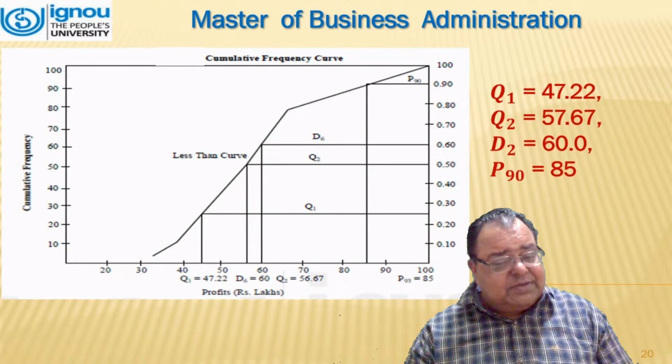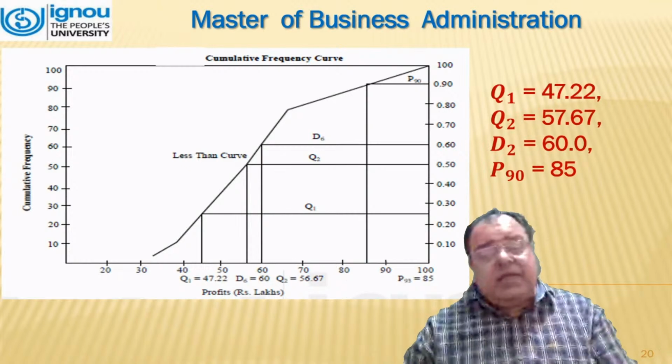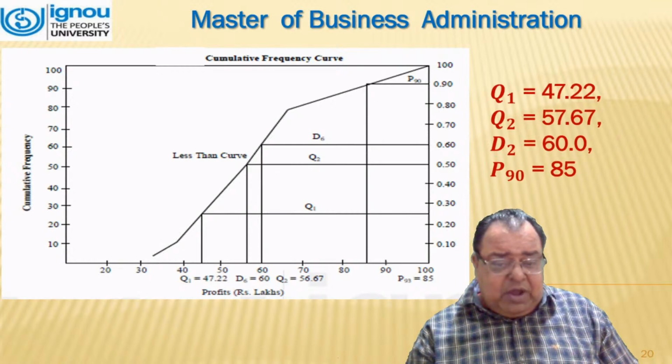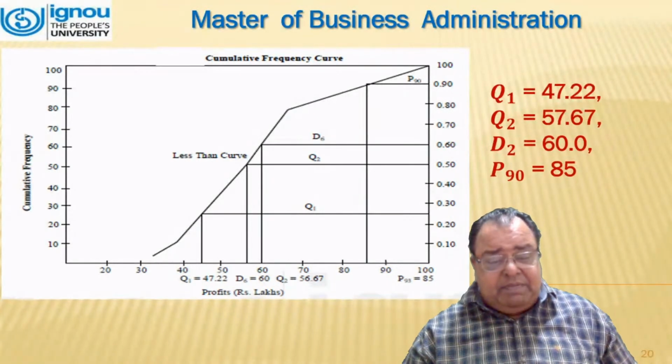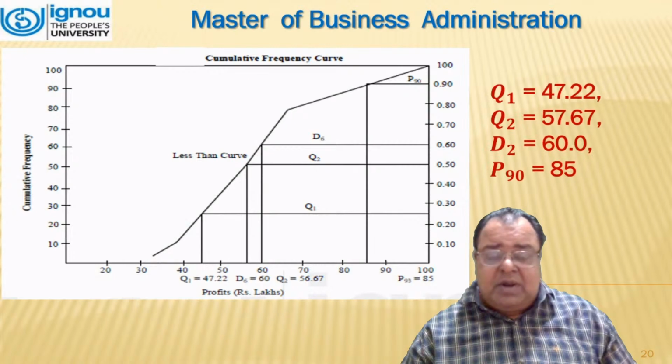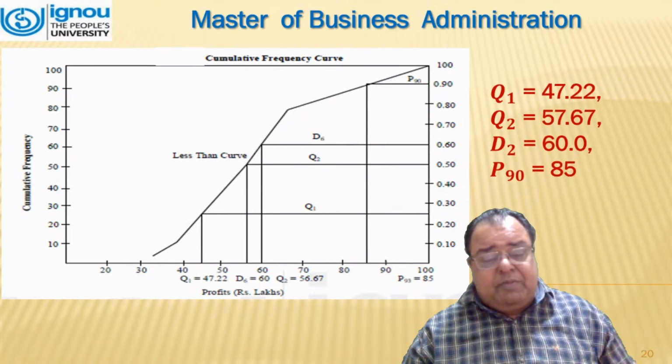Now Q1 means 25% less than and 75% above. So on the right side, we take 25, draw a horizontal line to the curve, and from the point where it meets, we draw a perpendicular line to the x-axis. Where it meets, Q1 comes out to be 47.2.